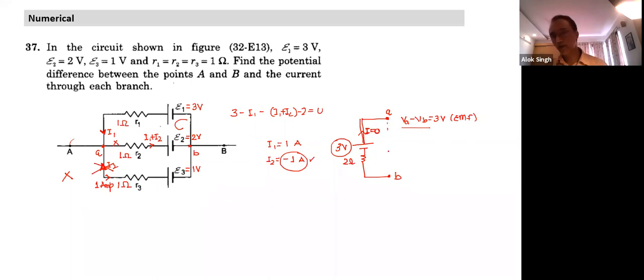Can I write a Kirchhoff loop rule? Try and understand what is happening, why the current will be 0, Ahlad? I can write like this. I don't know what the current is. Let me assume the current is I.